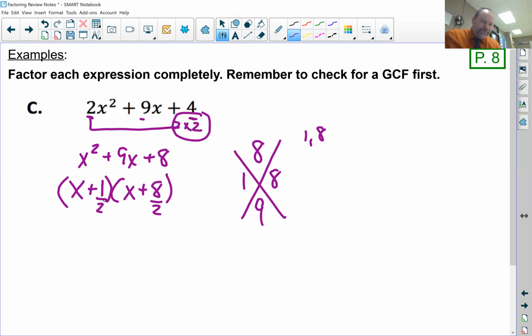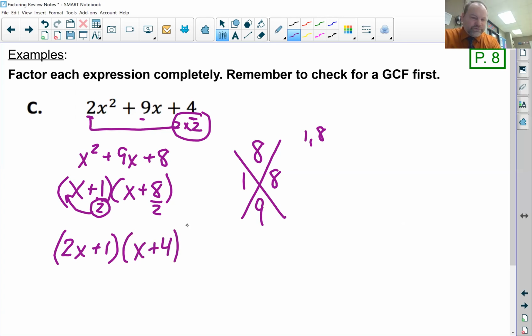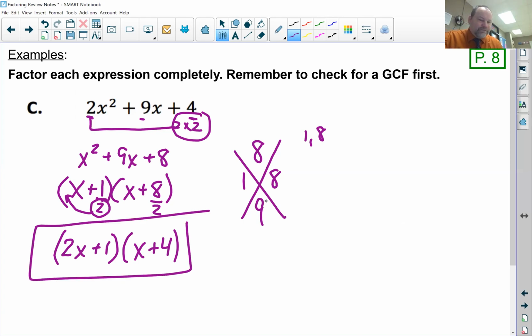1 divided by 2, that does not come out as an integer. And there is not a number other than 1 that evenly divides into both. So that means my denominator goes up in front of the x as one of my factors. So 2x plus 1 is a factor. 8 divided by 2 is 4. So that one, we just put x plus 4. And that's my factored pair, or my factored form.